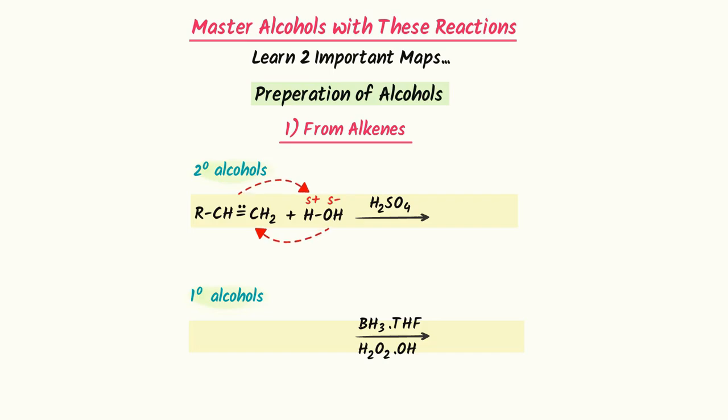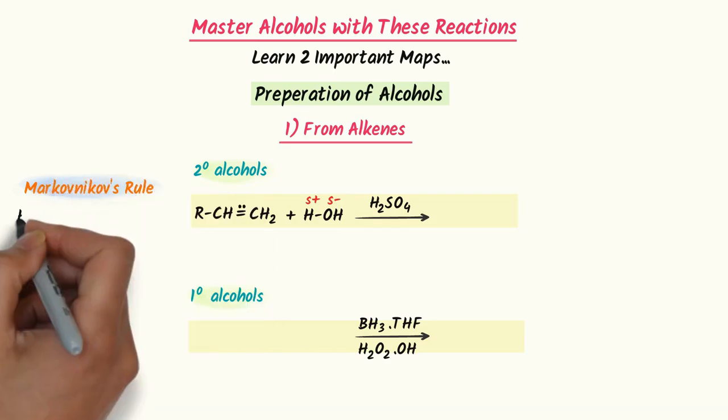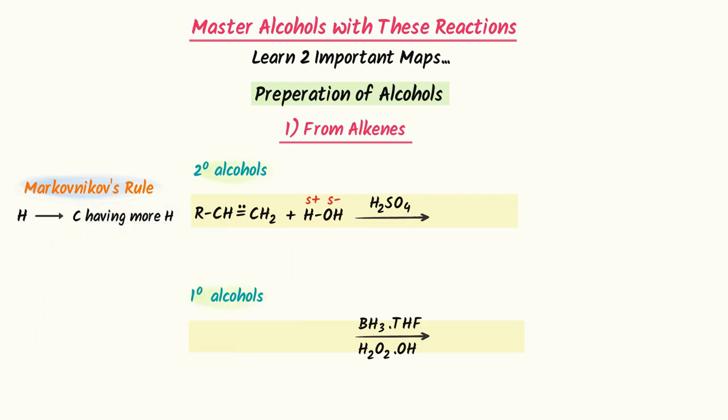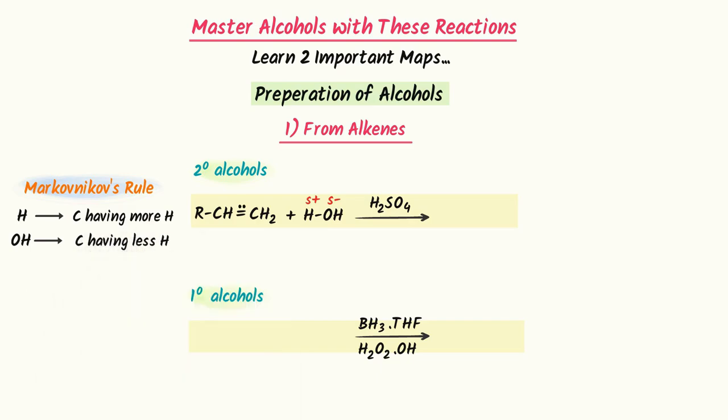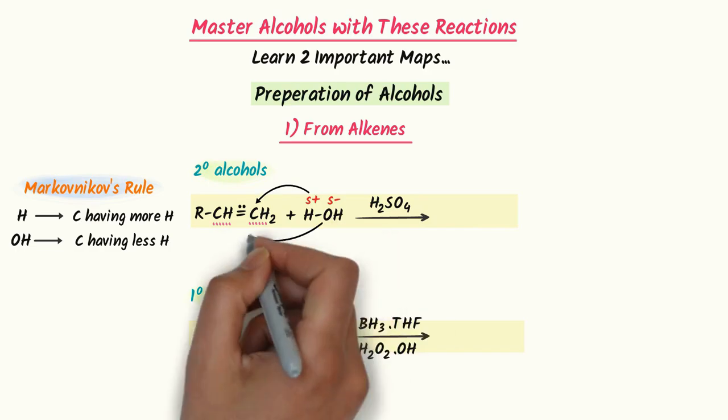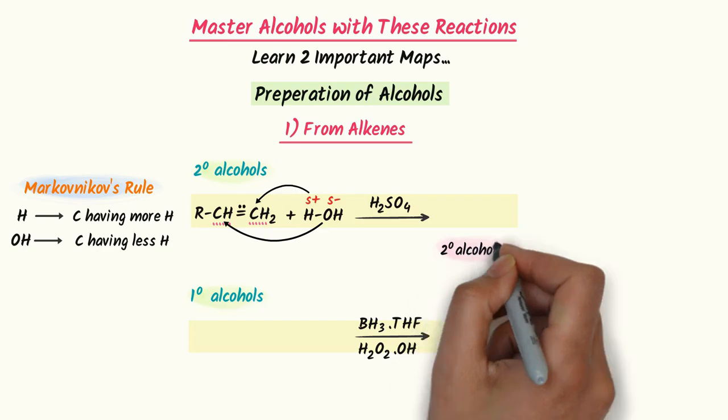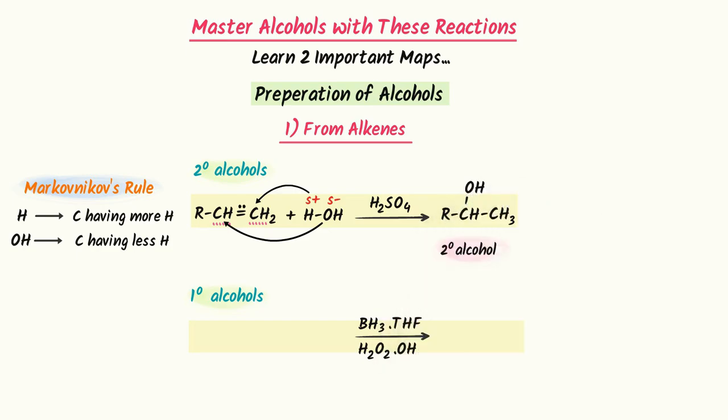This negative OH attacks back, and we get alcohol. Here, we follow Markovnikov's rule. Markovnikov rule states that hydrogen goes to the carbon having more hydrogen, while hydroxide ion goes to the carbon which has less hydrogen. This carbon has more hydrogen, so hydrogen goes to this carbon. This carbon has less hydrogen, so hydroxide goes to this carbon. As a result, we get 2 degree alcohol.